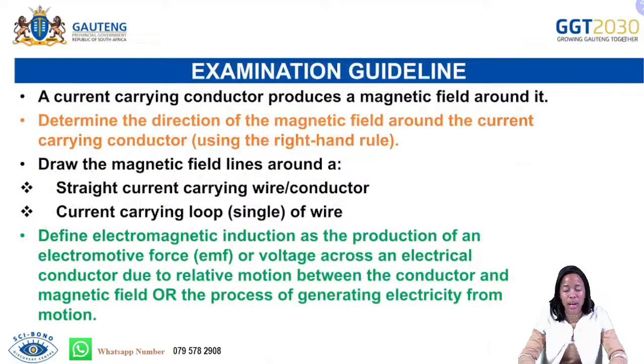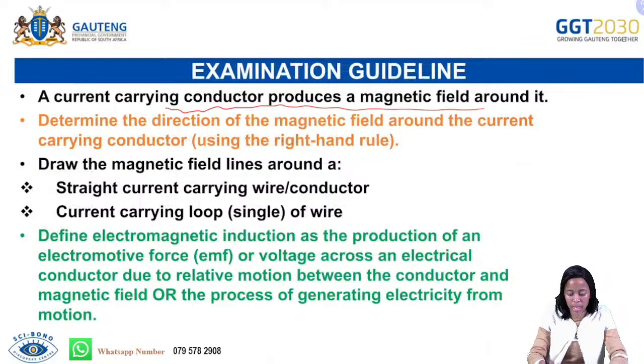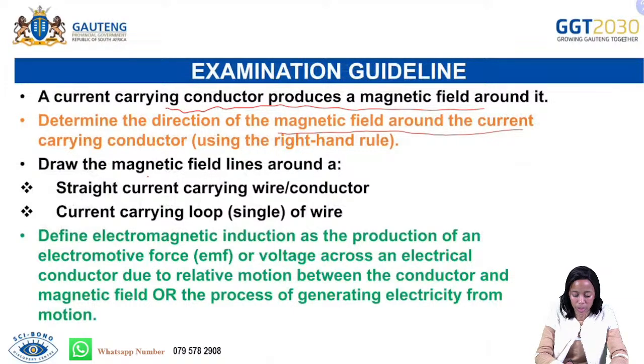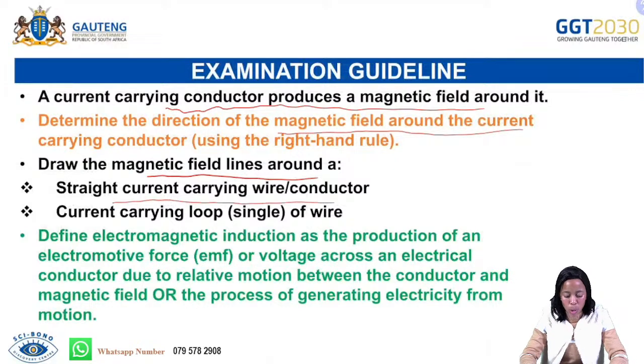Okay, so now when it comes to electromagnetism and the examination guideline, this is what we need to cover. It says a current carrying conductor produces what? A magnetic field around it. Bullet number 2 says we need to determine the direction of the magnetic field around the current carrying conductor using the right-hand rule. Then you need to draw the magnetic field lines around a straight current carrying wire or conductor, and a current carrying loop of a single wire.